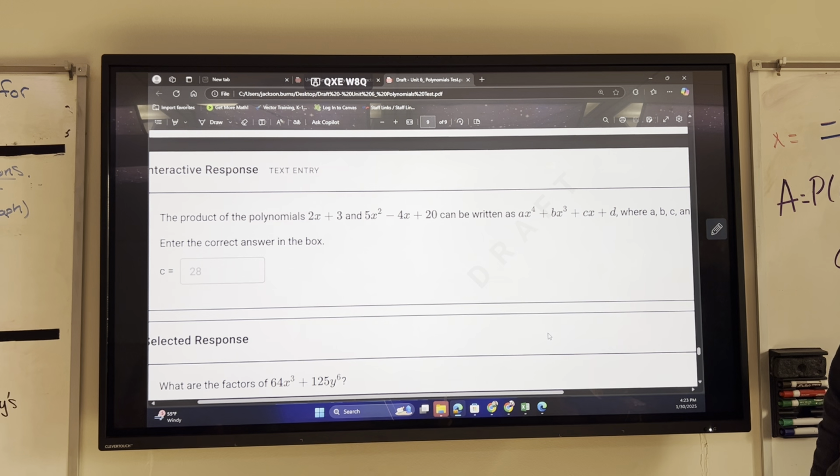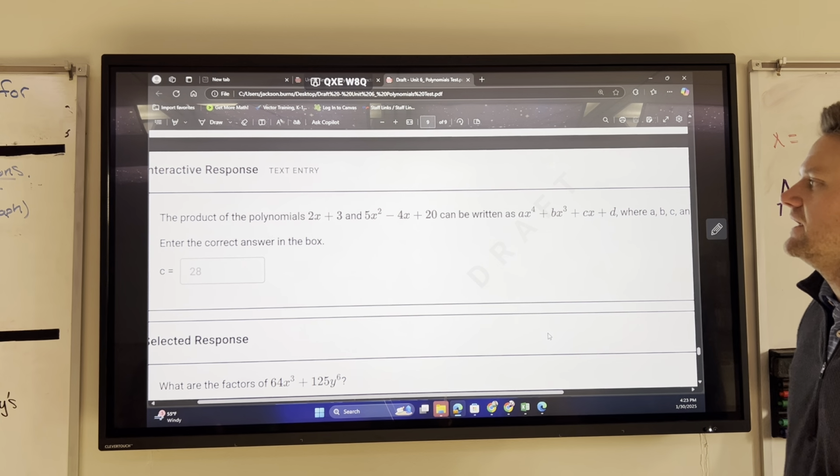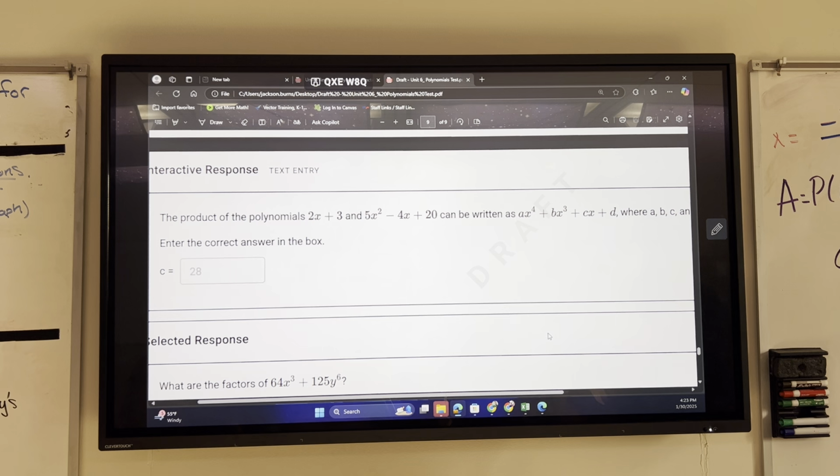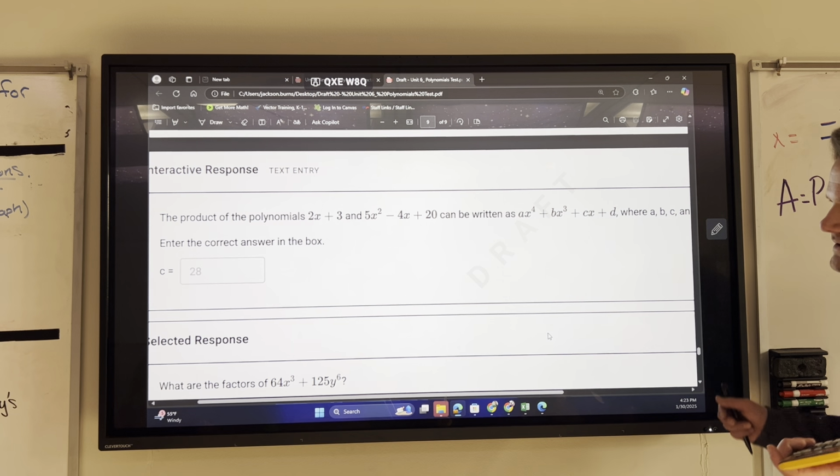All right, the product of the polynomials 2x plus 3 and 5x squared minus 4x plus 20 can be written as ax to the 4th plus bx to the 3rd plus cx plus d, where a, b, and c are numbers. Enter what the c is in the box.